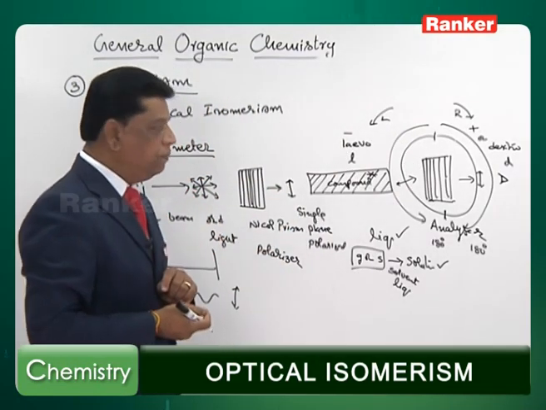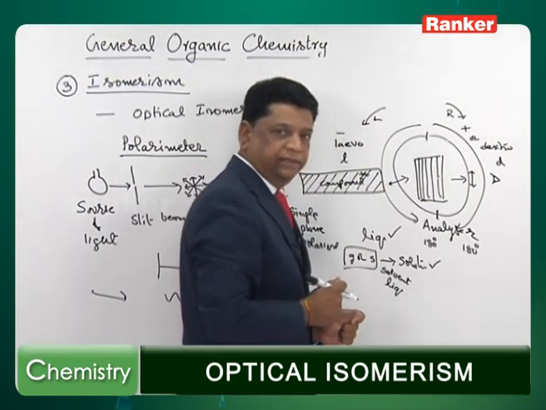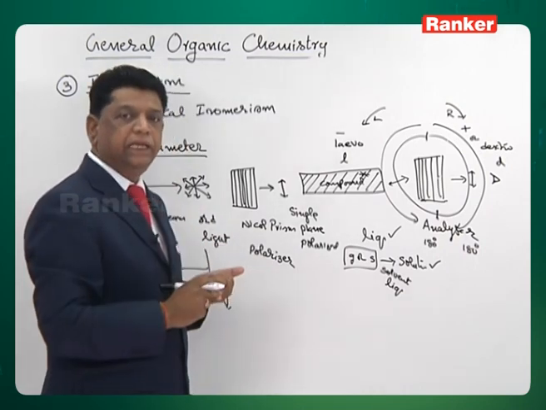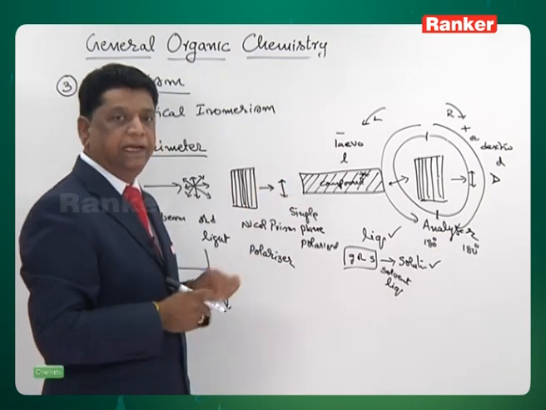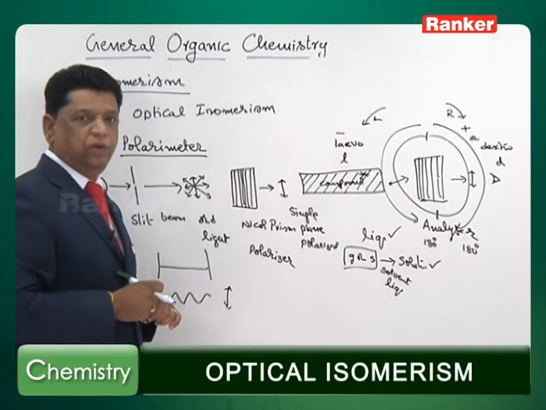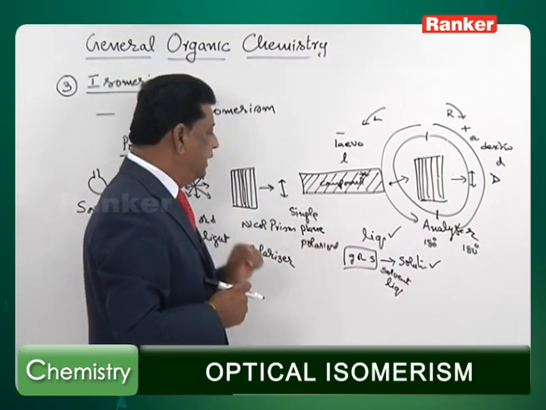You may give a small L letter, small d letter, or write levo, dextro, or minus or plus value. And also you observe how many degrees you have rotated in order to see the light. So the value as well as the plus or minus will be decided. For a given compound, that value will be fixed. However, it depends on two things.